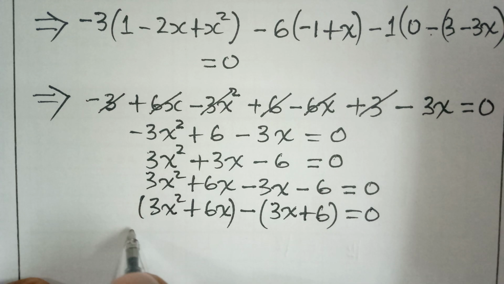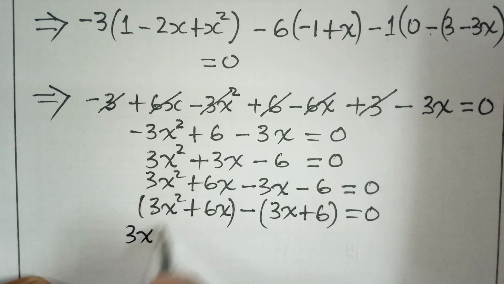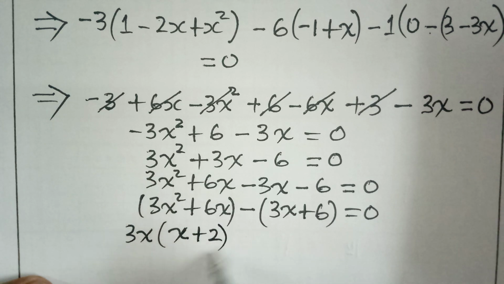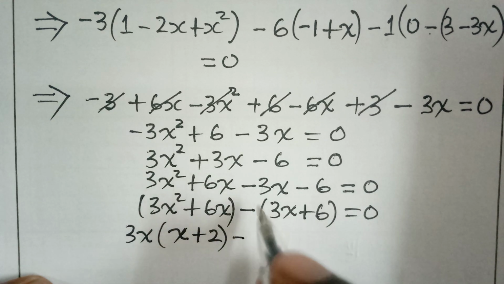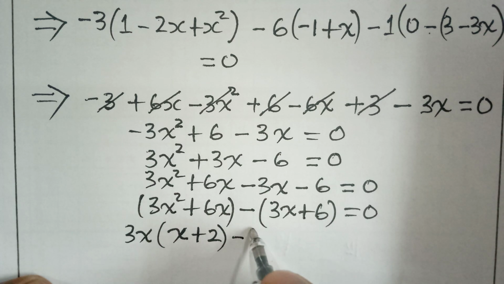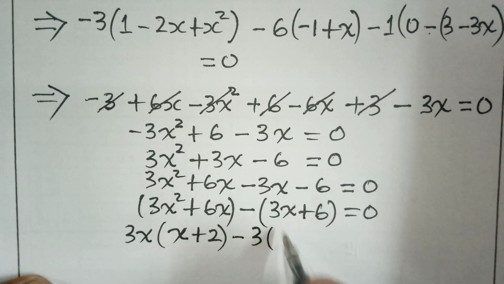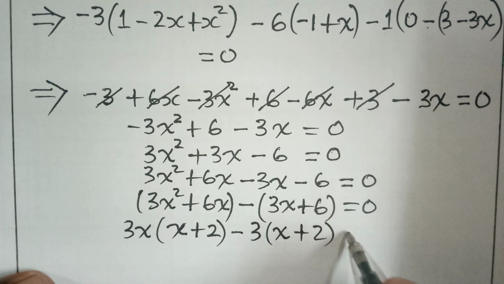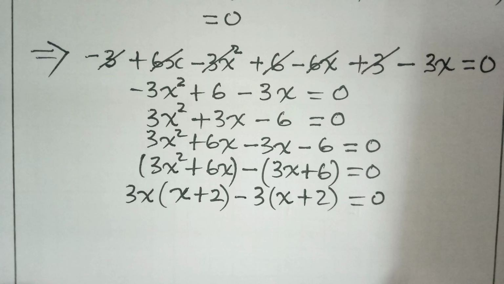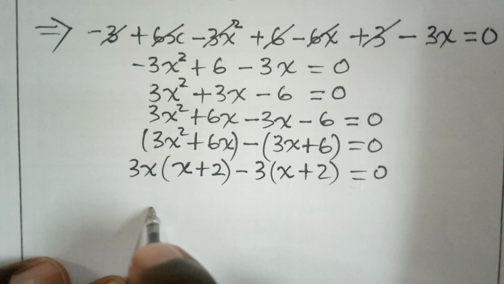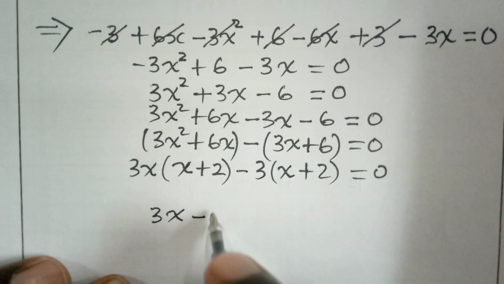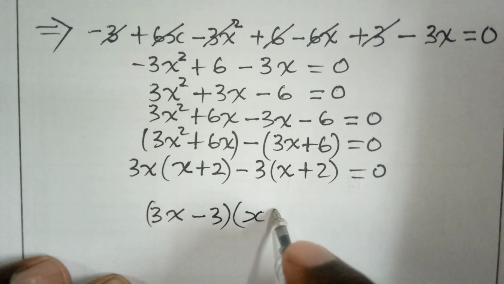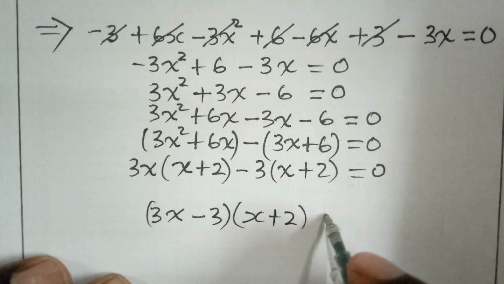Can factor out 3x, I remain here with the x plus 2, minus, I factor out here, I factor out 3 again. I'm left with the x plus 2. This is equals to 0. And so therefore guys, I have now my two factors here. That is 3x minus 3 and x plus 2. This one gives us 0.